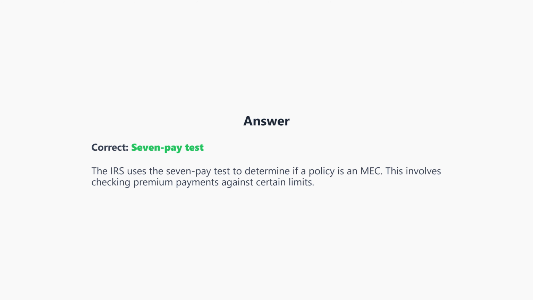The correct answer is the 7-pay test. The IRS uses this test to assess if premium payments into a life insurance policy exceed certain prescribed limits, thereby classifying it as an MEC.